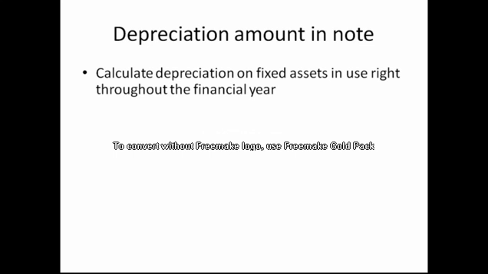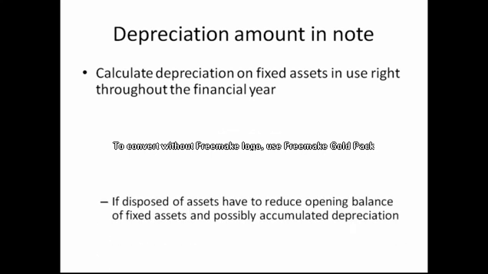So we first have to calculate the depreciation on those fixed assets that we used right throughout the financial year. In other words, we did not buy them during the year, we didn't dispose of them during the year. It was a fixed asset that we had at the beginning of the year. We also have that very same fixed asset at the end of the year. So that's one group that we have to consider.